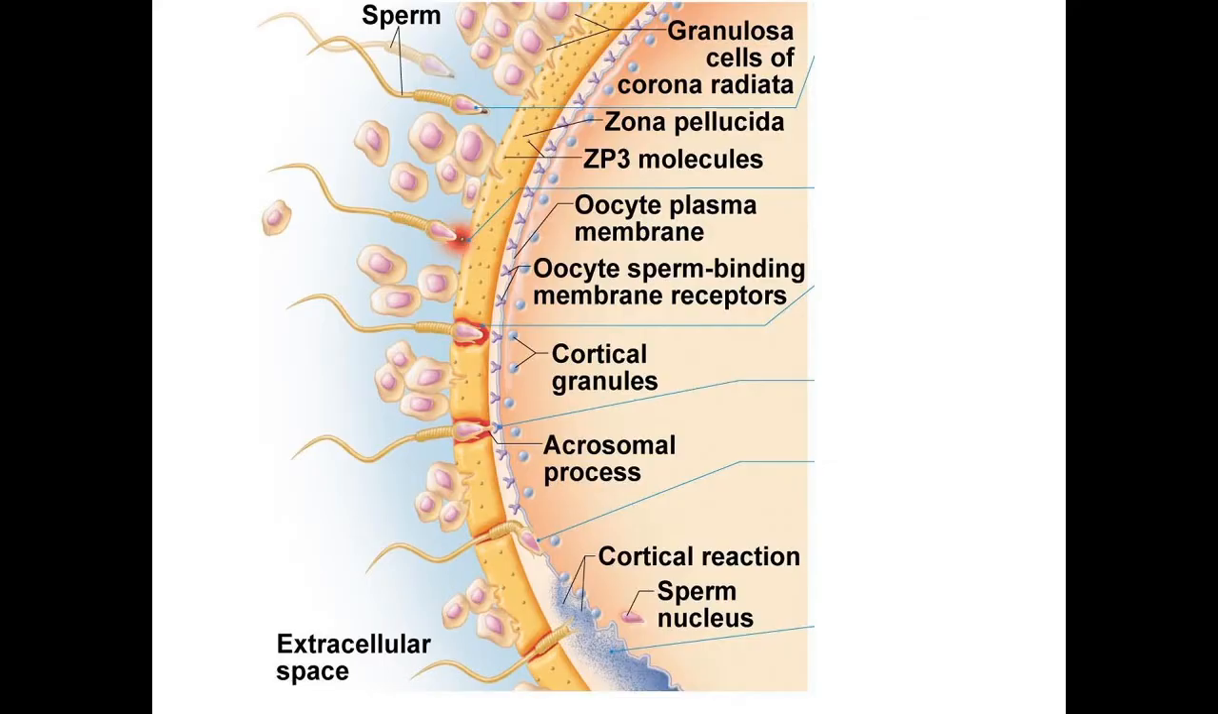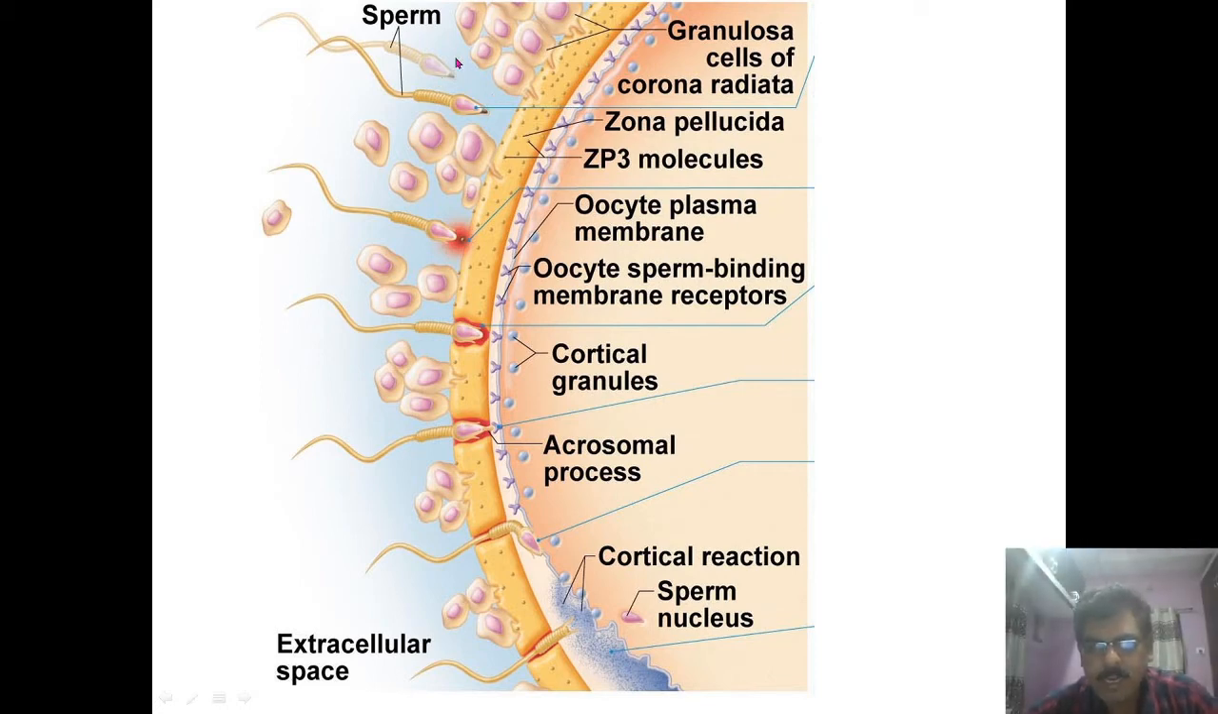Then, this is the structure showing the granulosa cells, then the corona radiata cells, and these are the sperm which are reaching the ovum. And these are the cortical granules which are arranged at the peripheral position. Then the cortical reaction occurs and there is a formation of the fertilization membrane.